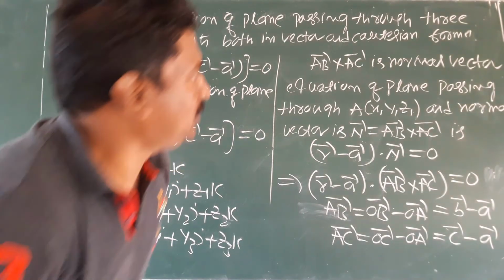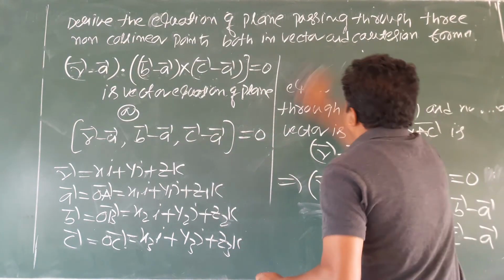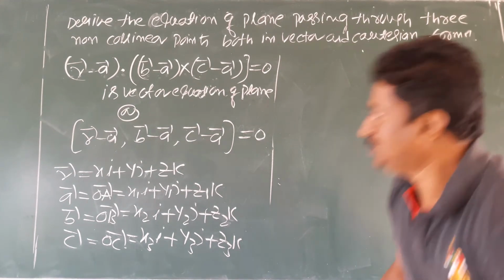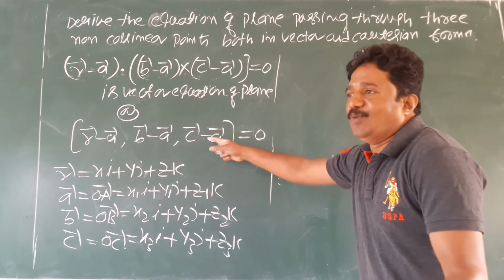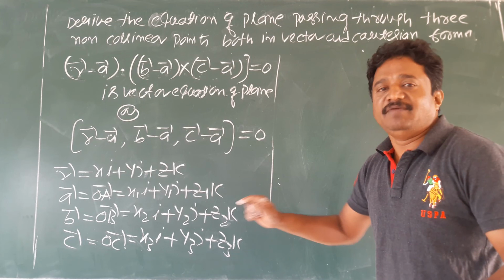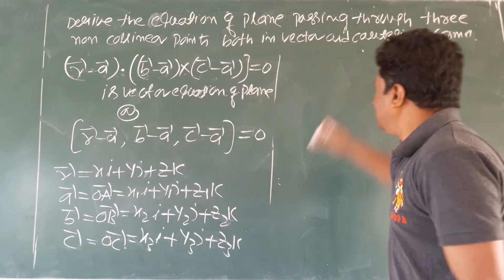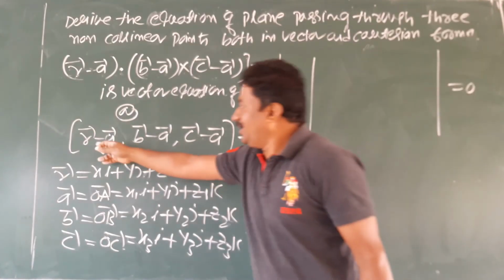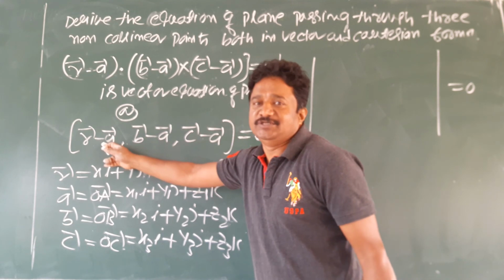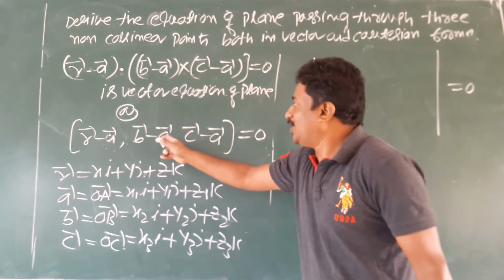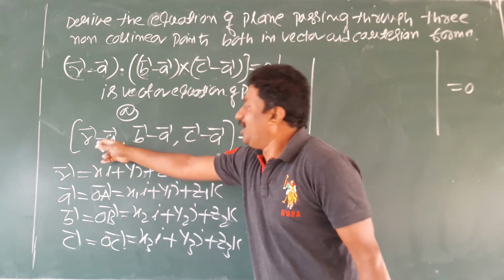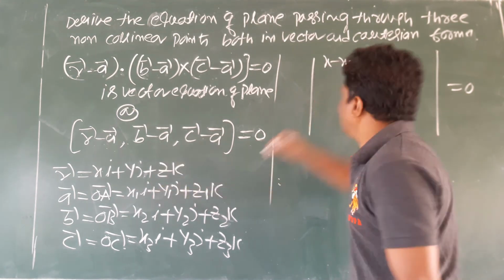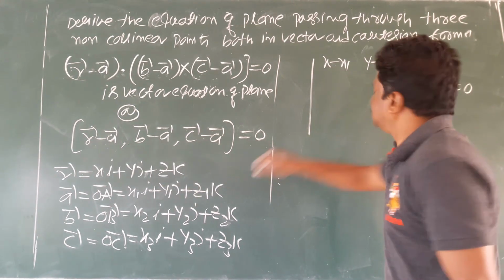Now I write directly that Cartesian form. So write this, friends. Write the vector form. You know that box product. Box product means a determinant. You learned that very well in your vector chapter. Determinant is equal to 0. Tell me the components of R minus A. You write the components of this vector. R minus A means x minus x1, y minus y1, z minus z1.